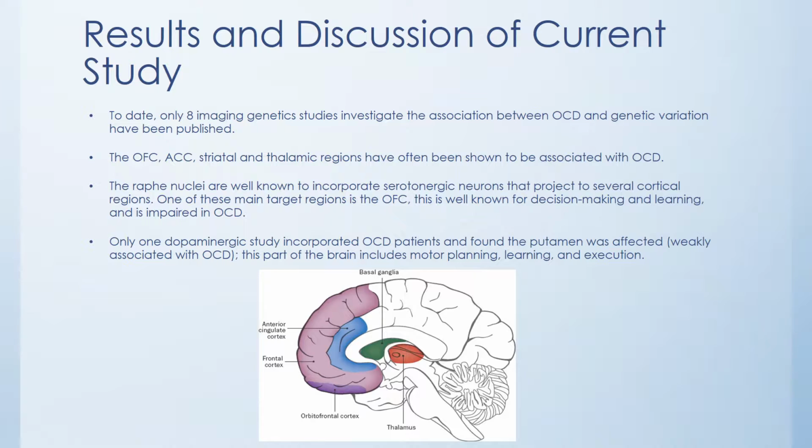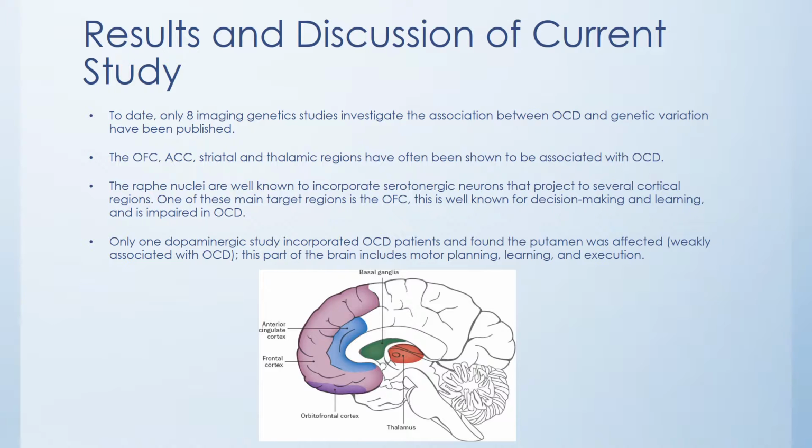Now, the researchers found similarities in most of the past research, mainly in the orbital frontal cortex and the anterior cingulate cortex. The striatal and thalamic regions have often been shown to be associated with OCD. When it came to finding other similarities, there was some involvement with the serotonergic systems. The raphe nuclei are well known to incorporate serotonergic neurons that project to several cortical regions. One of these main target regions that is affected is the orbital frontal cortex.